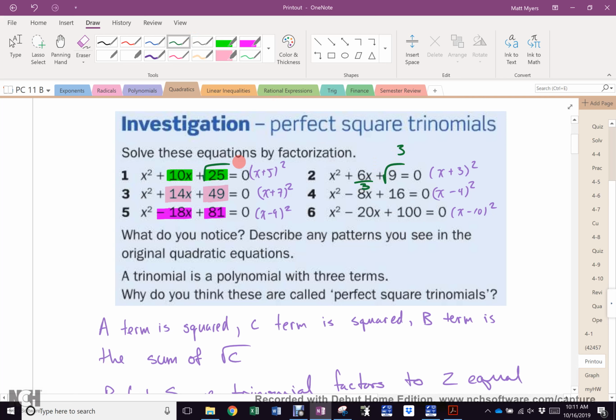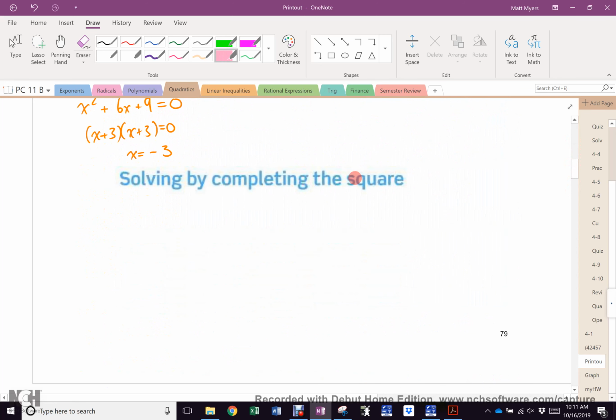Square root of 25 is 5. 10 divided by 5 is 2, yes? Now reverse that. If I divide b by 2 and square it, what do I get? C. Everybody see that? Yeah? Now, once I have a perfect square trinomial, they're super easy to factor, aren't they? Right? So easy.